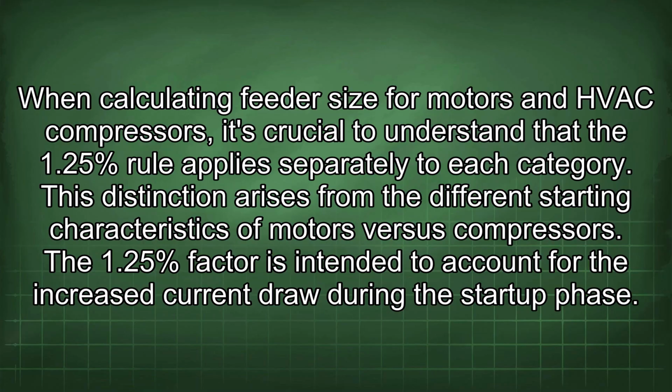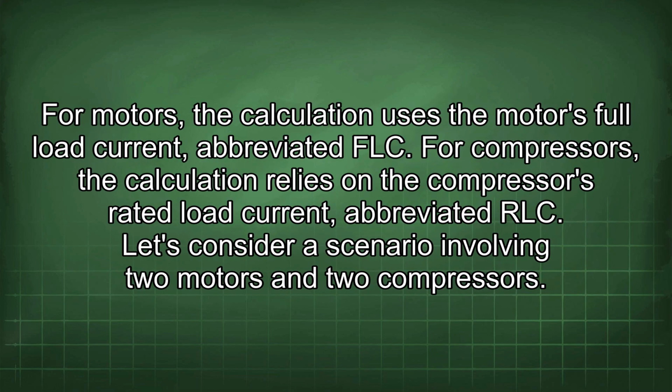When calculating feeder size for motors and HVAC compressors, it's crucial to understand that the 1.25% rule applies separately to each category. This distinction arises from the different starting characteristics of motors versus compressors. The 1.25% factor is intended to account for the increased current draw during the startup phase. For motors, the calculation uses the motor's full load current, abbreviated FLC. For compressors, the calculation relies on the compressor's rated load current, abbreviated RLC.